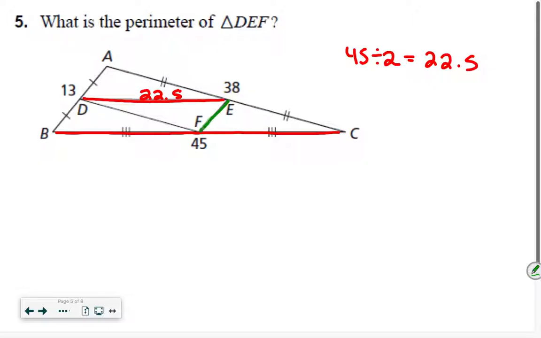Okay, let's go to EF next. EF is parallel to what big side of the original triangle? Caitlin? EF is parallel to what side of the original triangle? AB. So if AB is 13, cut 13 in half. Anybody? 6.5, thank you.